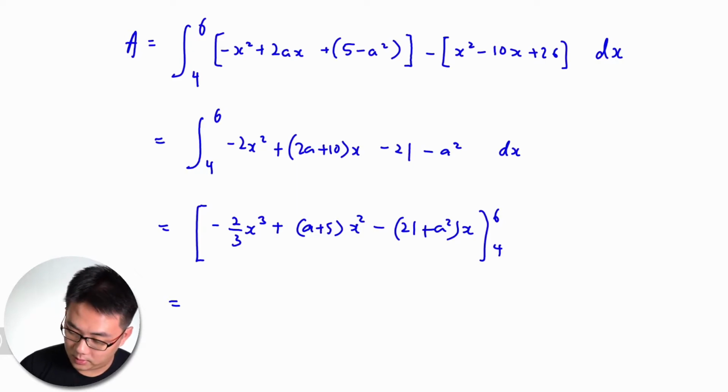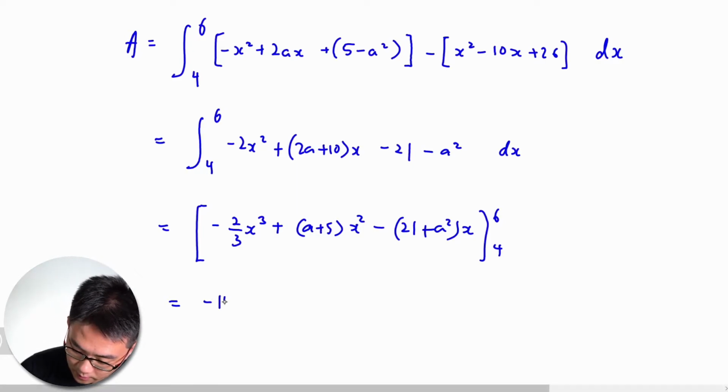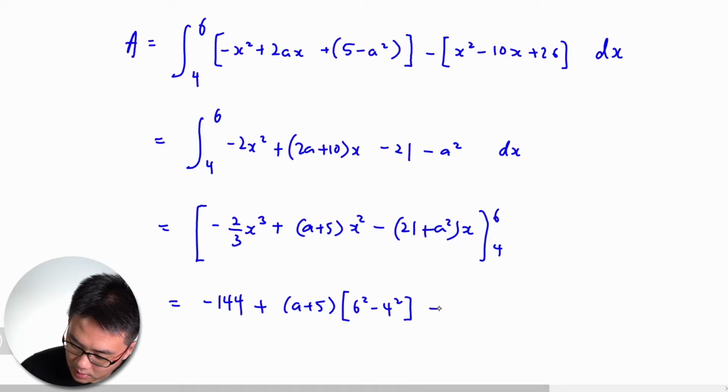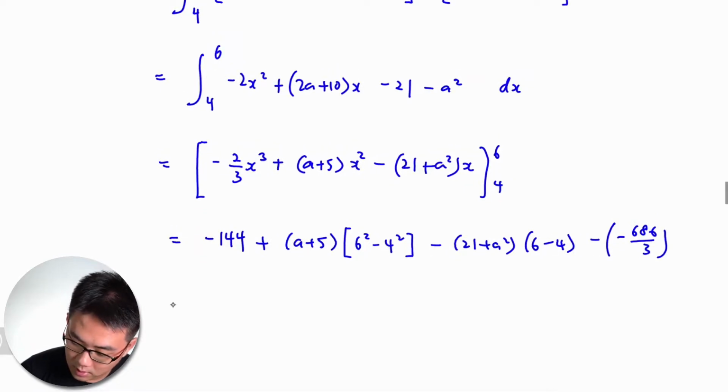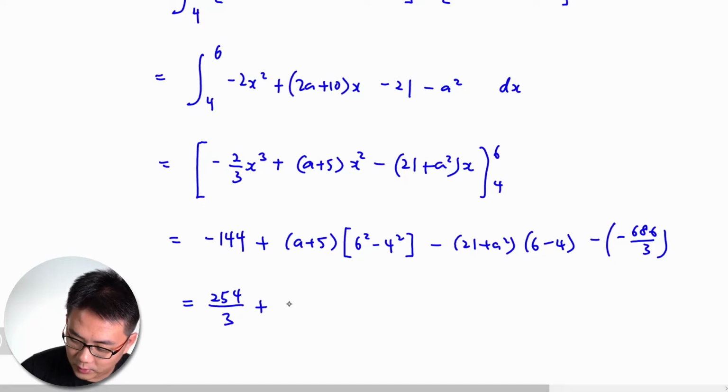Solve 6. This is negative 144 plus a plus 5. If you minus off both, it would be 6 square minus 4 square minus 21 plus a square minus 4, and then minus 686 over 3. Wow, it's such a weird number. Plus 686 over 3. This will be something like that. Okay, so I think this is pretty okay.